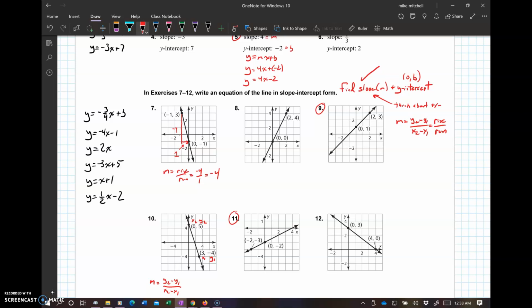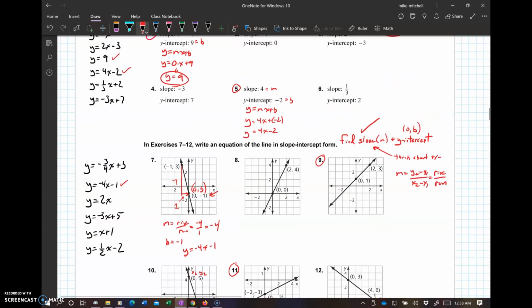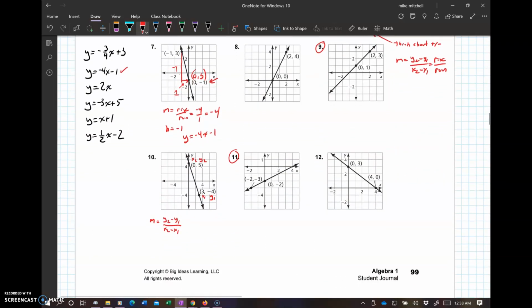Okay. My y-intercept is right here. That's my 0, b. So my b is just equal to negative 1. That's where it crosses the y-axis. Now you have the stuff you have in the first few problems. Y equals negative 4x minus 1. There's our answer. Yeah, I checked those up there.